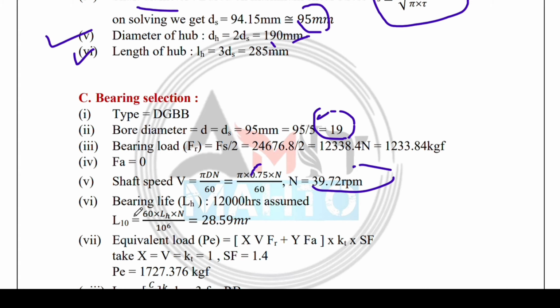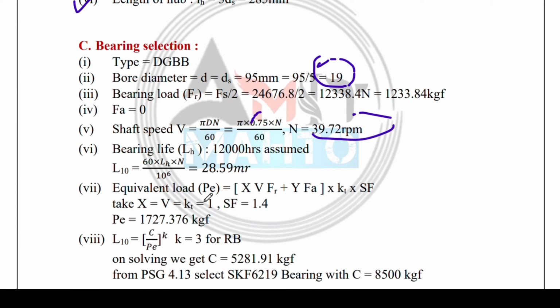Okay, next is bearing life, LH, where we assume a bearing life of 12,000 hours. So L10 is equal to 60 into LH into N upon 10 raised to 6. You will get all these formulas on PSG data book page number 4.3. Now here LH will be 12,000, N will be 39.72. Substitute it, get the answer, which will be 28.59 mr. This mr indicates million revolutions.